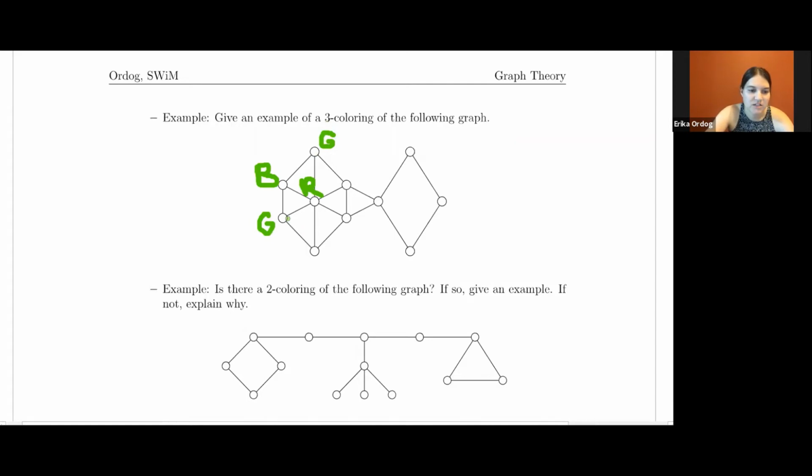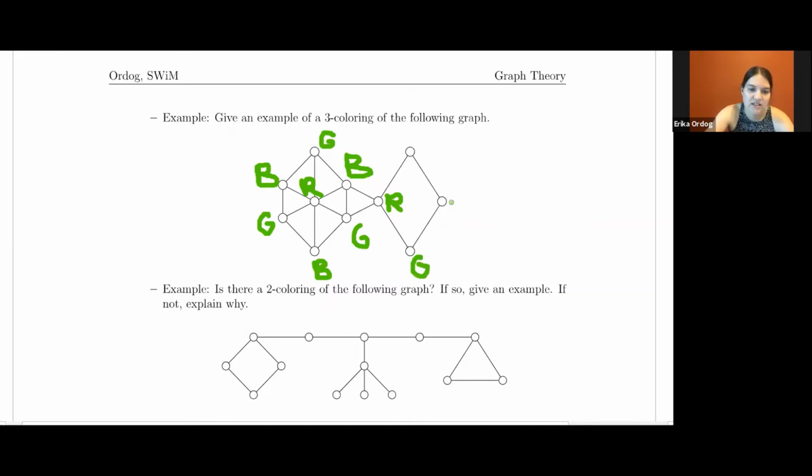All right, this one's adjacent to green and red, so it needs to be blue. This one's adjacent to red and blue, so it needs to be green. And this vertex is adjacent to green, green, and red, so we need to make it blue. Once we've done that, there's only one option for this vertex. It has to be red. And then we can choose any color we want for this vertex here. So let's just say it's green.